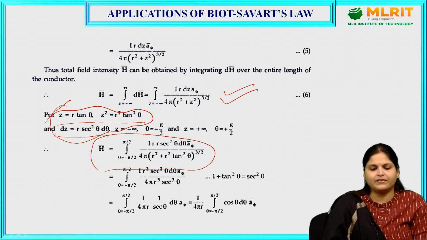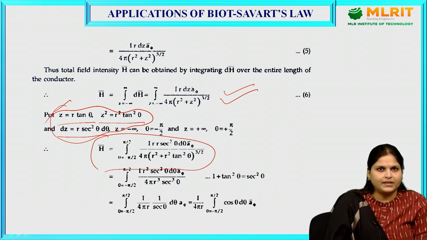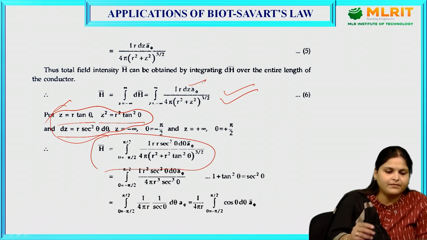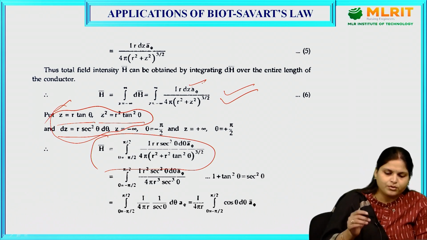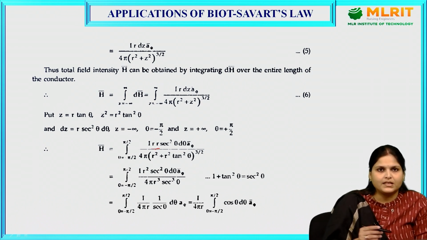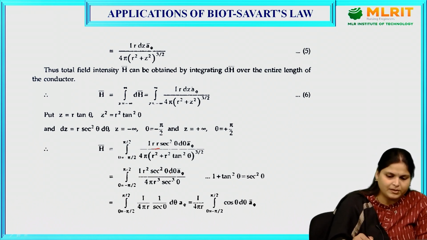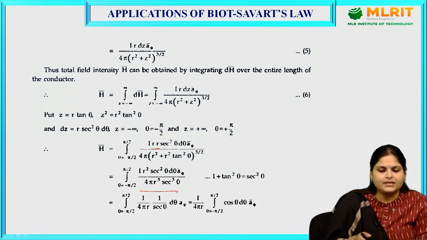In place of z square we are putting r square tan square theta, in place of dz we are putting r sec square theta d theta. So, we get this expression, where r square plus z square becomes r square sec square theta, and dz has become r sec square theta d theta, a phi upon 4 pi r cube sec cube theta.